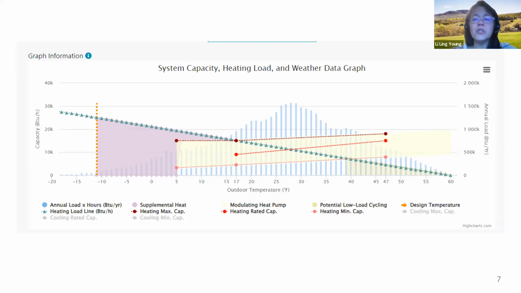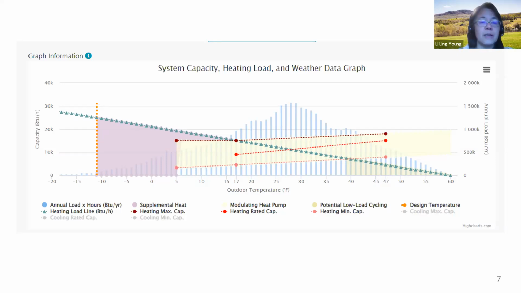All right, so let's look at the yellow band in the middle there. The yellow band in the middle is bordered by a dark red line and an orange line, and then there's a red line somewhere in the middle. So that yellow band represents where the heat pump can operate. The upper part of the yellow band is the highest speed.